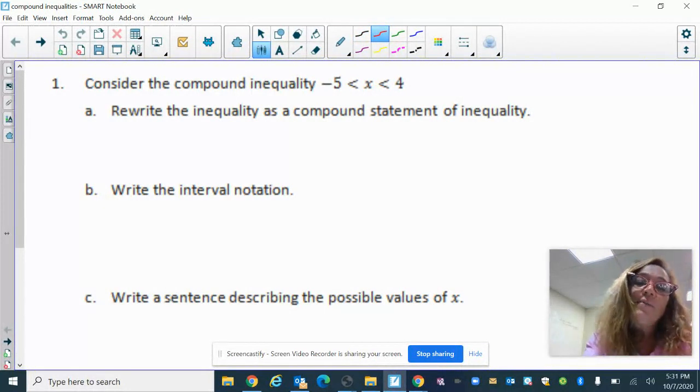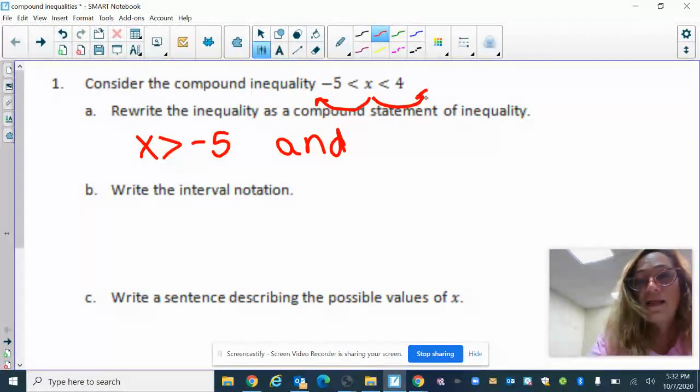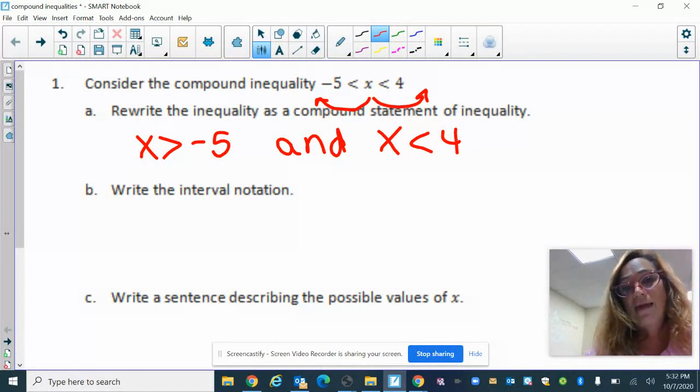All right, so consider the compound inequality -5 is less than x is less than 4. Rewrite as a compound statement of inequality. So when you're doing that, you're splitting from the middle. You're looking backwards and you're going to say x is greater than -5, and you're splitting from the middle, x is less than 4. That's a compound inequality.